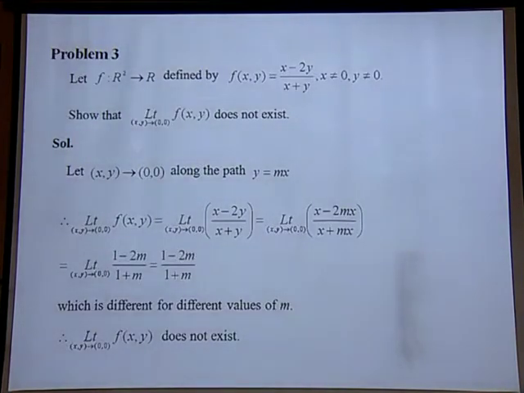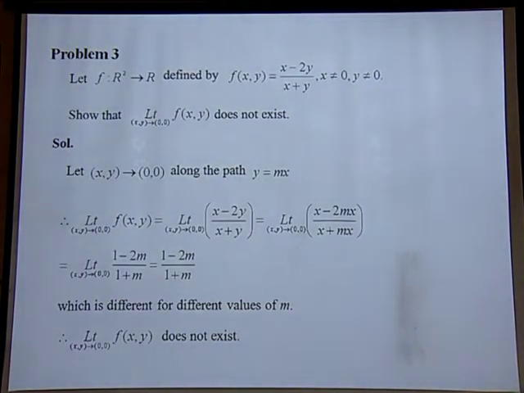Taking up the third problem, now we will take the level function. A level function is a function when we put this function equal to a constant value. Here we will find the path where the function is either defined or not defined. Here the function is from R square to R defined by f of x y is equal to x minus 2y over x plus 2y, where x is not equal to 0 and y is not equal to 0. Then we want to show that the limit of f of x y as x y tends to 0 0 does not exist.